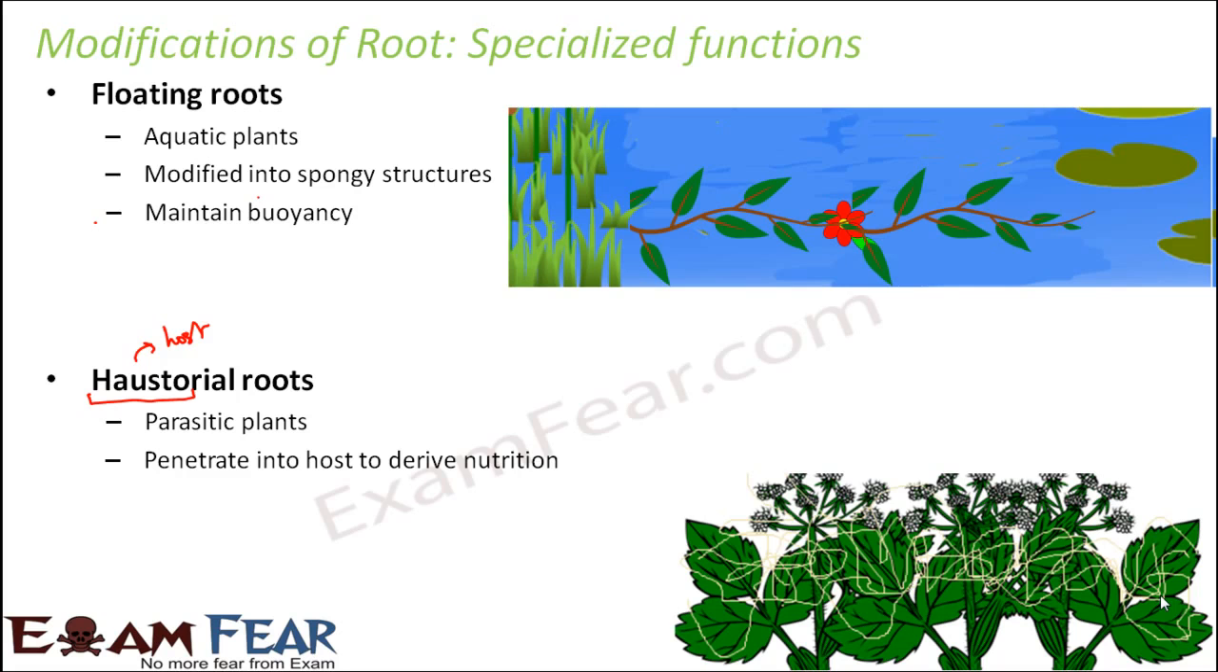You would have seen these kind of parasitic plants in bushy areas where there are too many plants, or inside the forest areas you actually tend to see these kind of plants. So these are some of the specialized modifications of root, where roots can perform photosynthesis, roots can help the plants to float, roots can also help in deriving nutrition from a host.